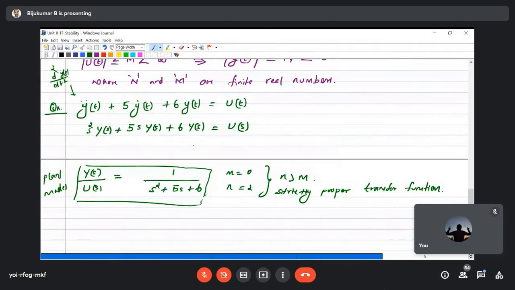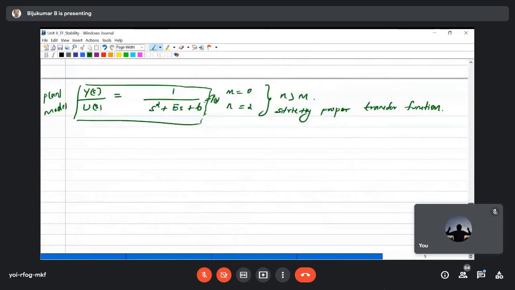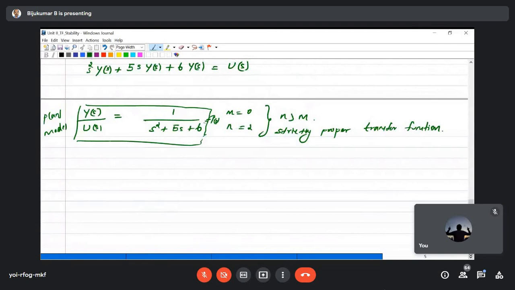Now, this is the transfer function T of s. Now I want to find the poles and zeros of this. So how many zeros are present in this system? Our numerator polynomial is 1. There is no s part, right? Because m is 0. So for this plant, there are no zeros, right?